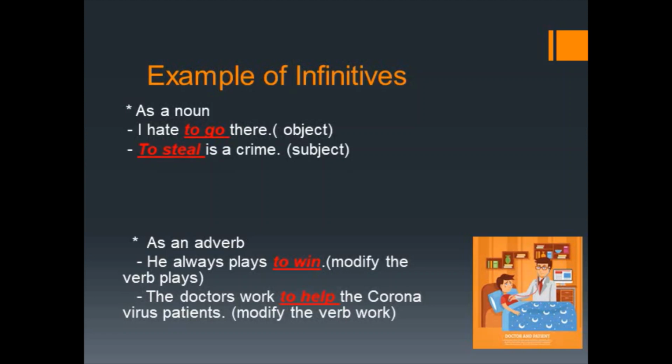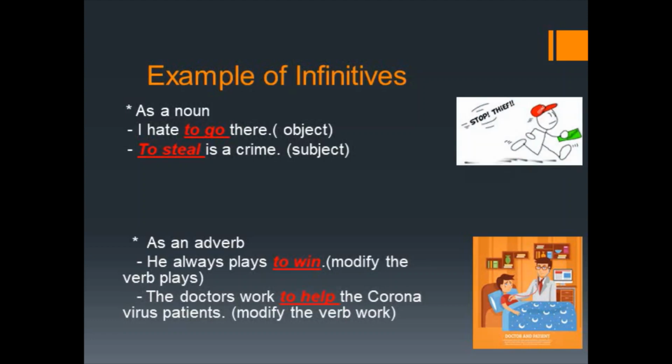Number two, to steal is a crime. What is a crime? To steal. That means the name of the action. Churi kora pap. So to steal here is working as the name of the action. So it works as a noun and here it is a subject of the sentence. So to plus base form of verb, and it works as a noun, and it is called infinitive. So infinitive works as a noun.